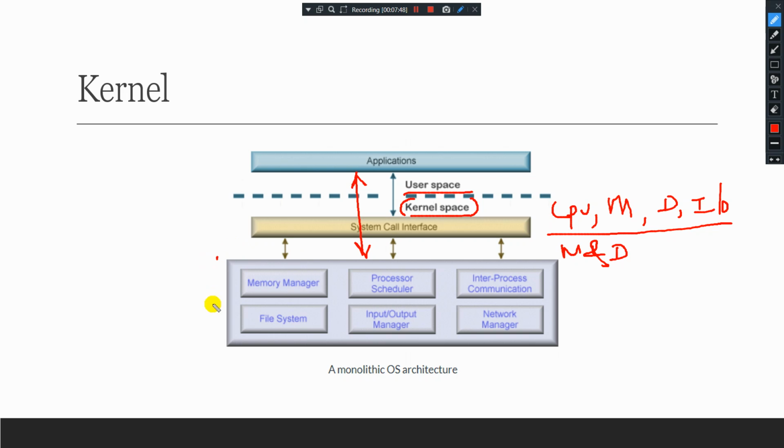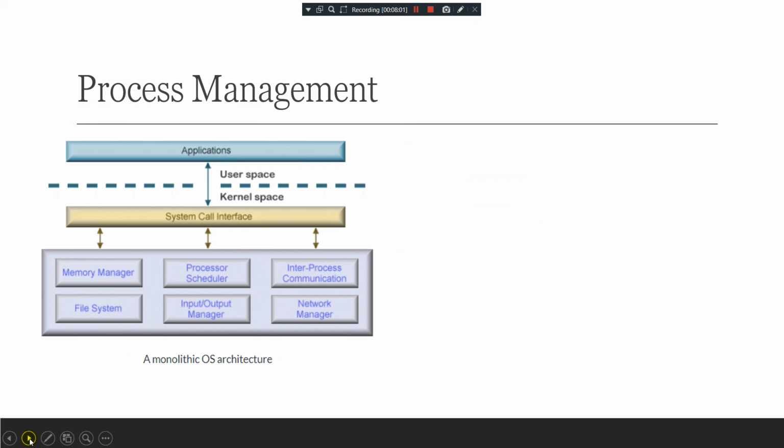Next, coming to this block, we'll study a few things about each block, which are responsible, and how it will work. As we can see here, we have process scheduler, I/O process communication, network management, I/O output management, file system management, memory management. When it comes to process management, it refers to a program in execution.